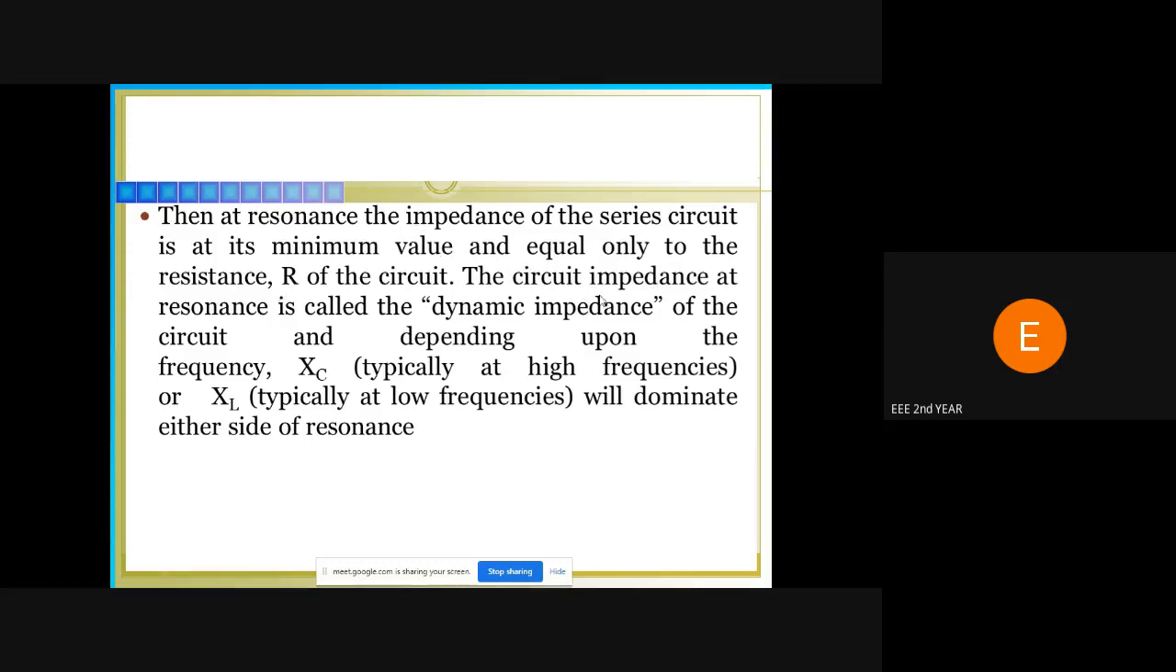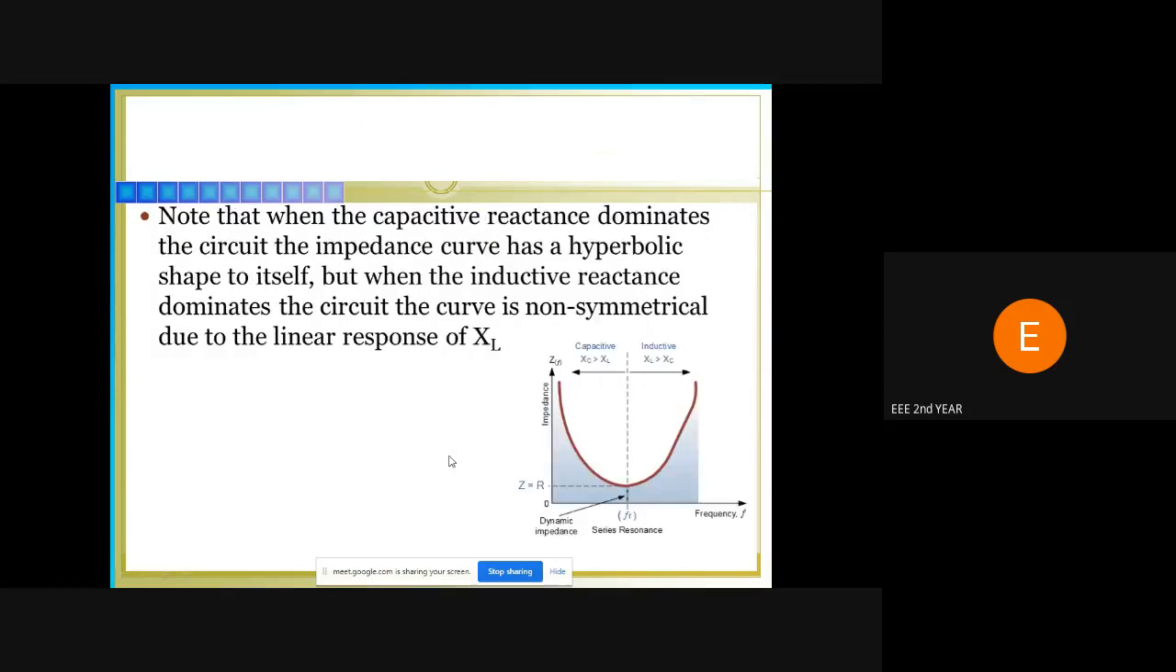So in this circuit, the impedance at the resonance is called the dynamic impedance, where Z naught is equal to R. Depending upon the frequency, XC typically dominates at lower frequencies, or XL at higher frequencies, on either side of the resonance, right? Note that where capacitive reactance dominates the circuit, the impedance curve is parabolic. In this parabolic curve, the inductive reactance dominates the circuit. The curve is non-symmetrical due to the linear response of XL.